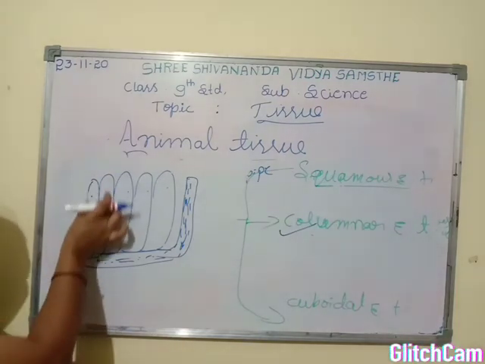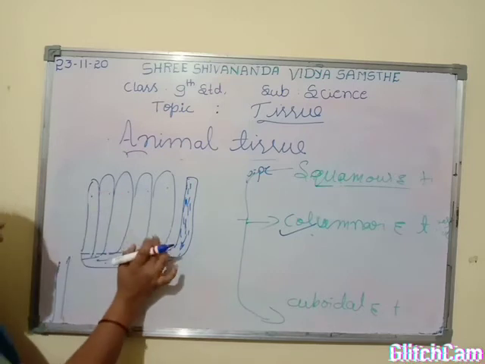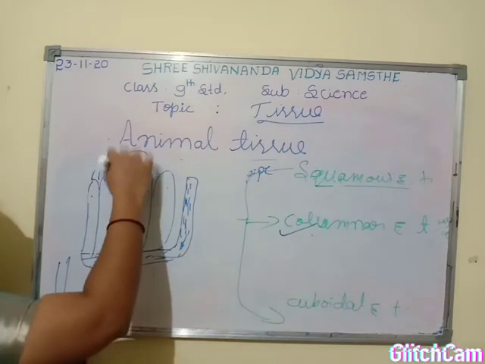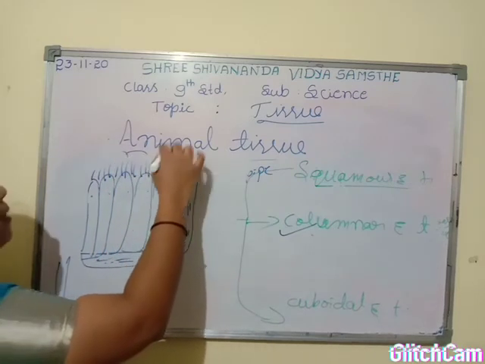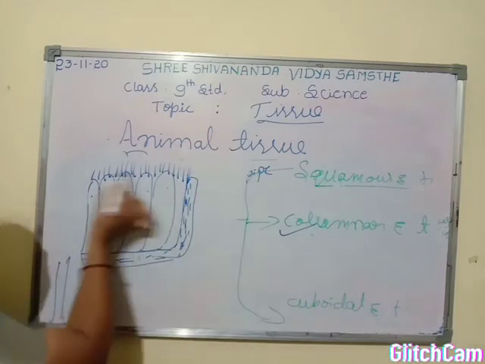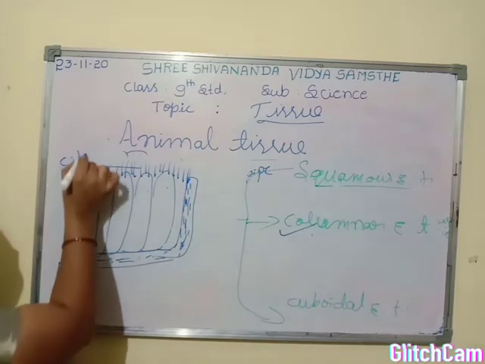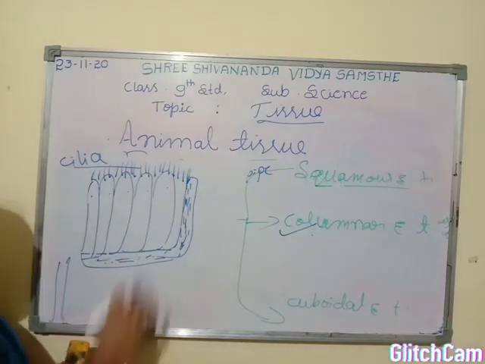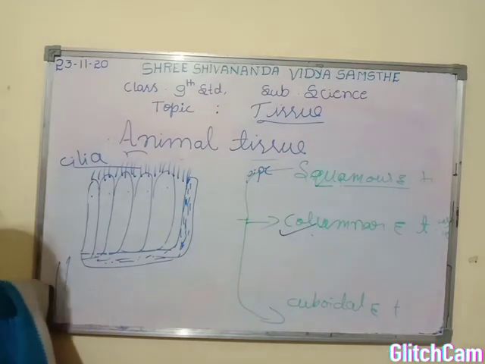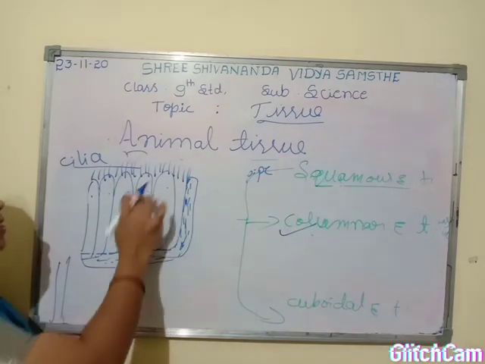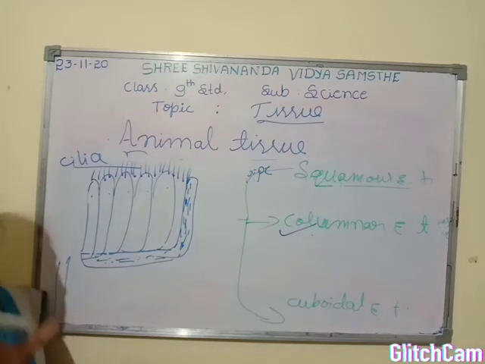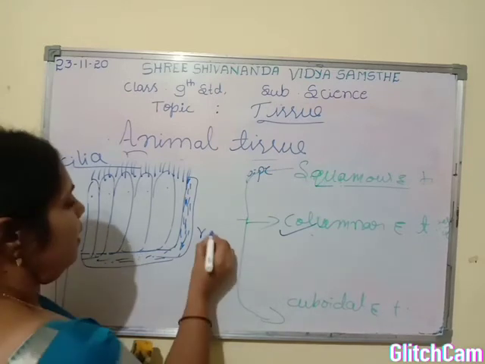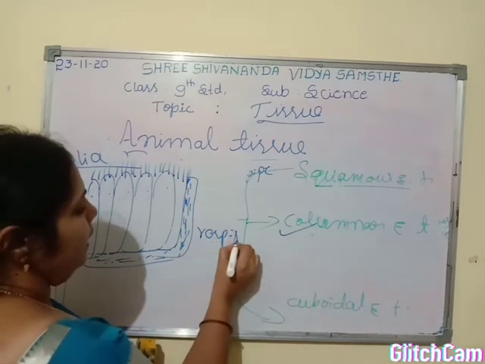So what is the structure here? The columnar shape. Here the cells are column in shape. At the end of the cells, there are many hairs like this. These are called cilia. Cilia is nothing but a hair-like structure. This hair-like structure helps in the proper passage of air. Basically this tissue is present especially in the respiratory tract.